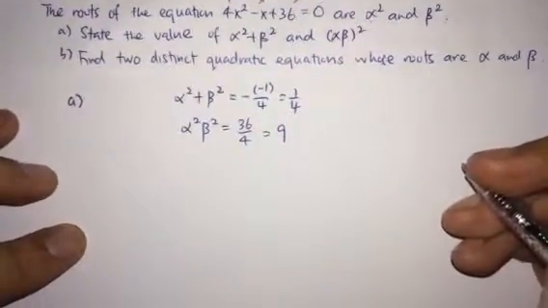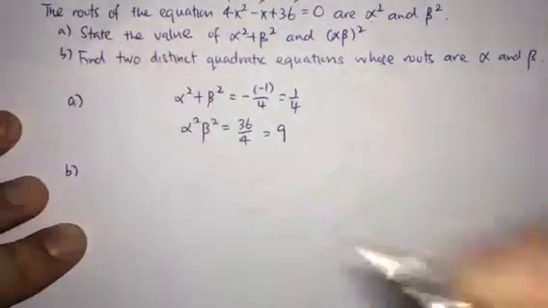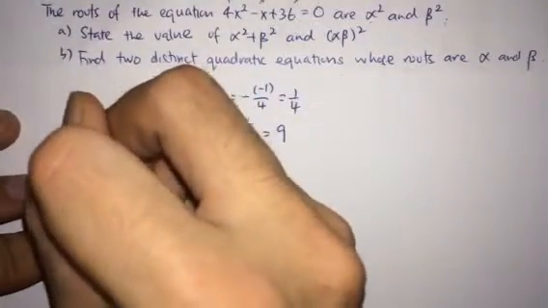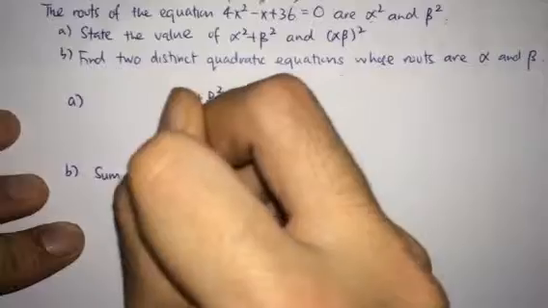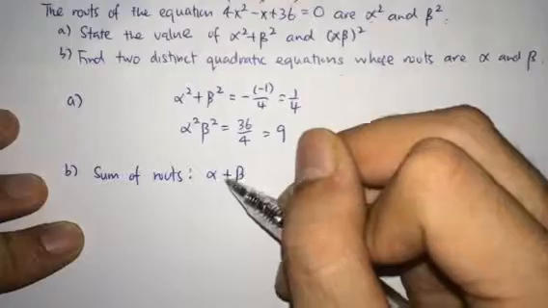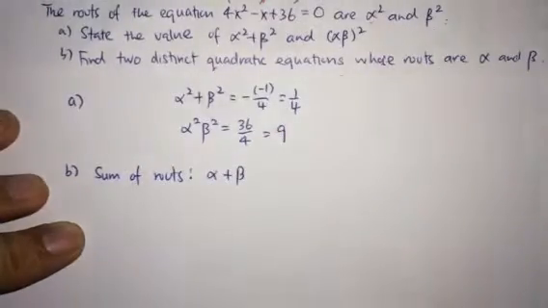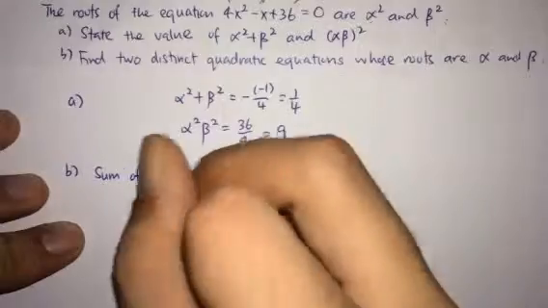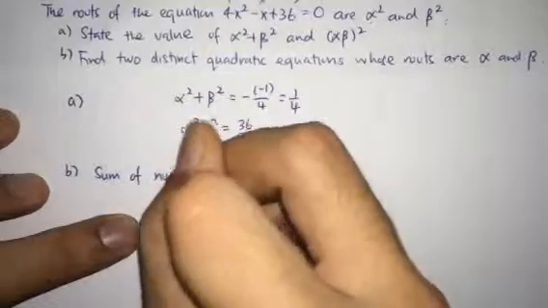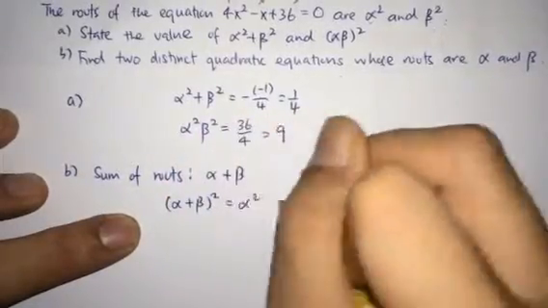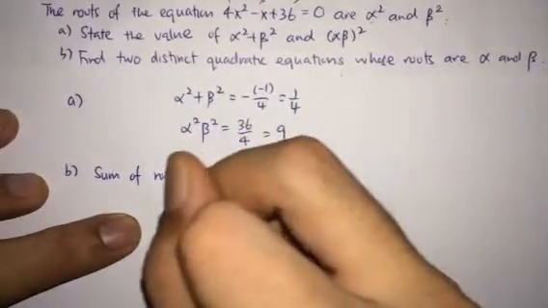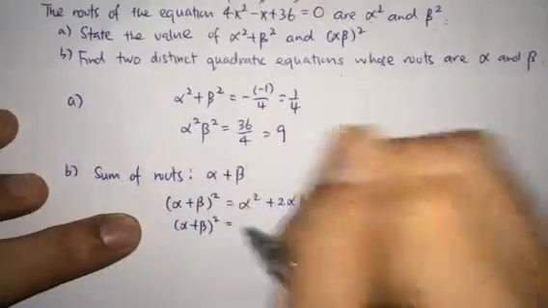Now, let's proceed to finding the quadratic equation in part B. To find a quadratic equation, we need to find the sum of roots. So the sum of roots is alpha plus beta. Given these two equations, how are we going to find alpha plus beta? If you have familiarized yourself with this type of question, you will know that there is a relationship between these equations: alpha plus beta squared is alpha squared plus 2 alpha beta plus beta squared. So we can find alpha plus beta squared from here.